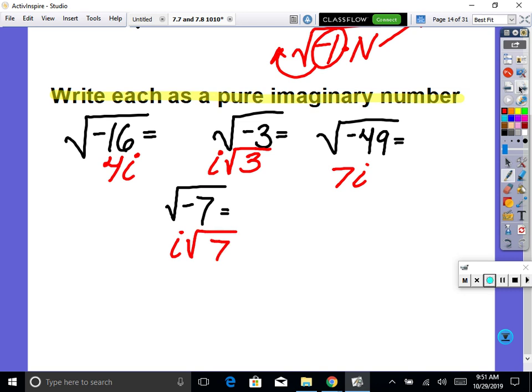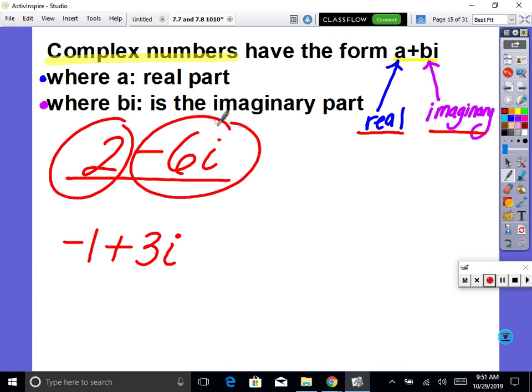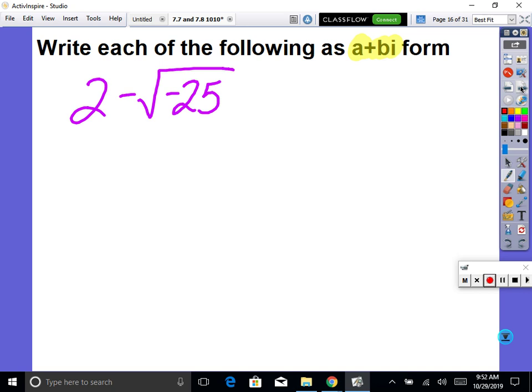Okay, good. So complex numbers have the form a plus bi, where a is the real part and bi is the imaginary part. So right here, this is a complex number. A plus bi. So 2 is the real portion, -6i is the imaginary portion. We always write our answers in the form of a plus bi. So if this was written as -6 plus 2i, you then reorder it real quick for your final answer. All right, so let's look at rewriting this in the form of a plus bi. That would be 2 minus 5i, right? Pretty easy. Okay, awesome.